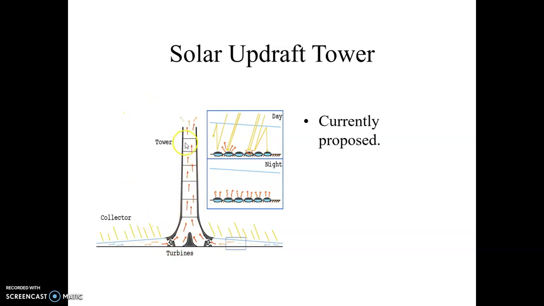But as it's passing through the tower, located here and here at the base, you would have turbines, which then rotate a generator, thereby creating an alternating current. As far as I know, this has been proposed. A few prototypes have been built, but as of yet, it hasn't been built on a large scale.